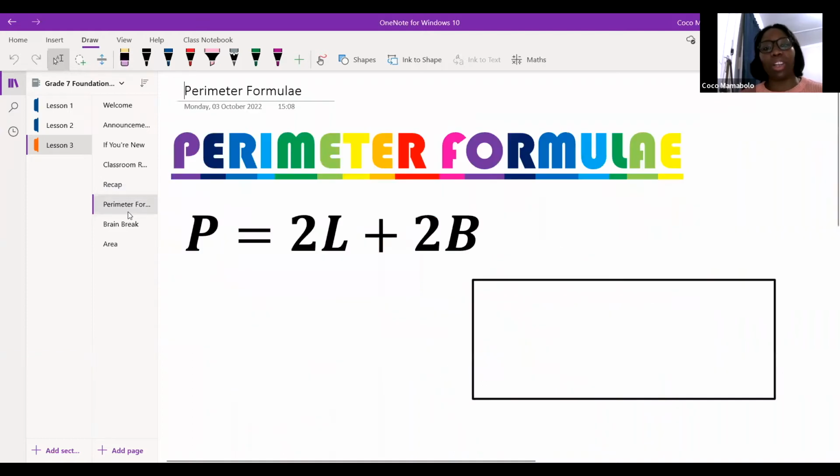Okay, so we're going to be learning about the formulae for a rectangle and the formulae for a square. We're going to start with the rectangle. This is the formula for a rectangle. Awesome, Olanda already knows this. Excellent. Formula for a rectangle.